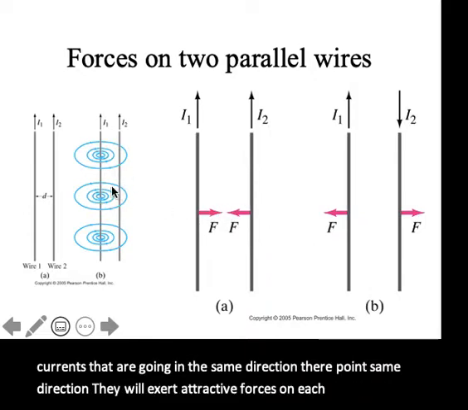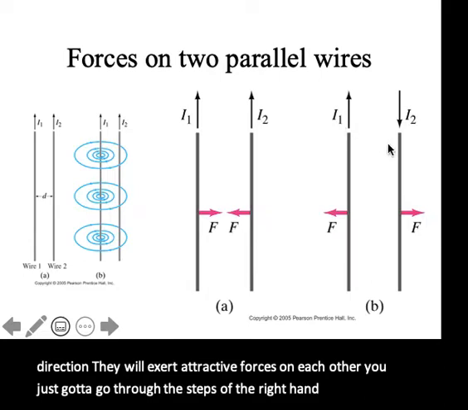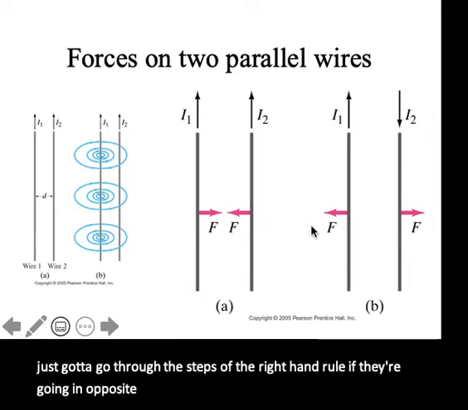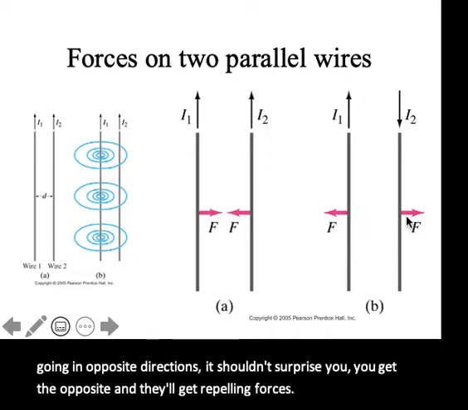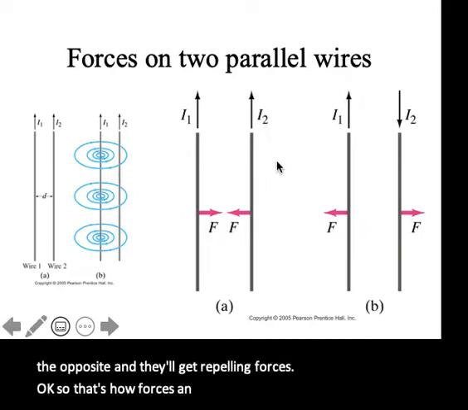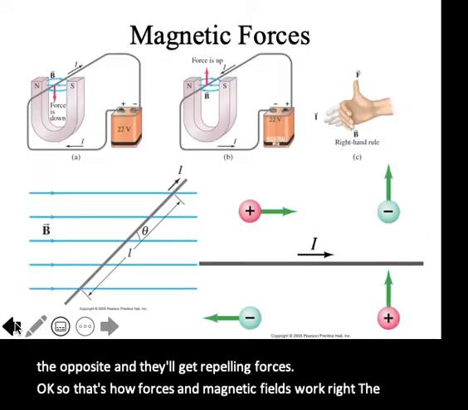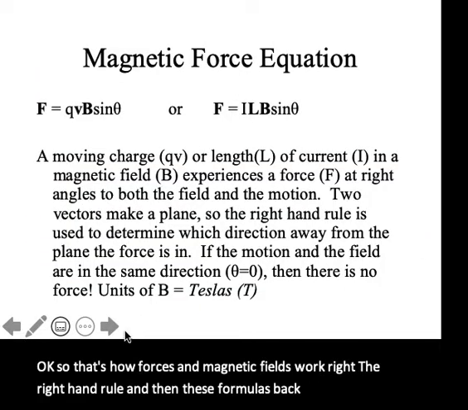You just got to go through the steps of the right-hand rule. If they are going in opposite directions, it shouldn't surprise you. You get the opposite, and they'll get repelling forces. Okay, so that's how forces and magnetic fields work, right? The right-hand rule, and then these formulas back here to actually figure out the magnitudes of the forces.